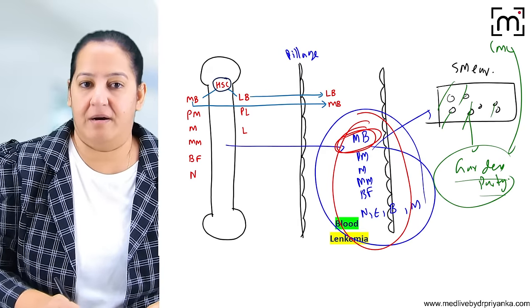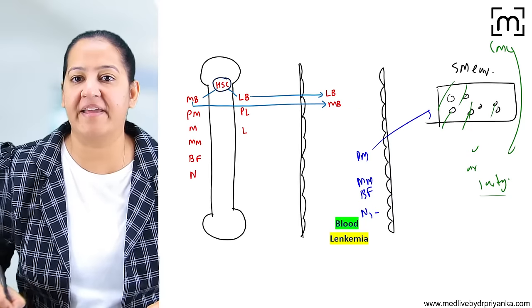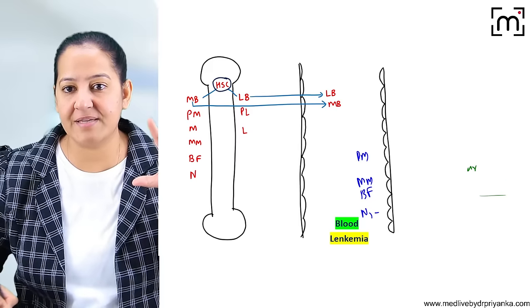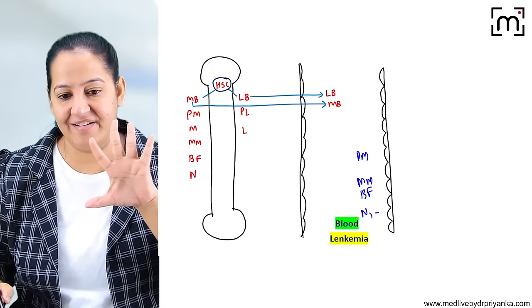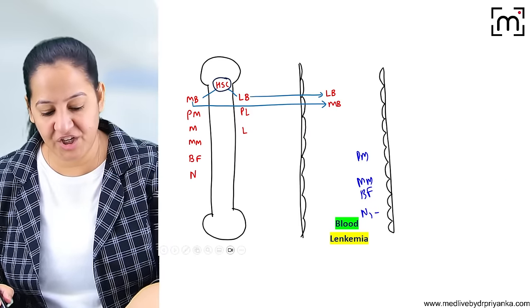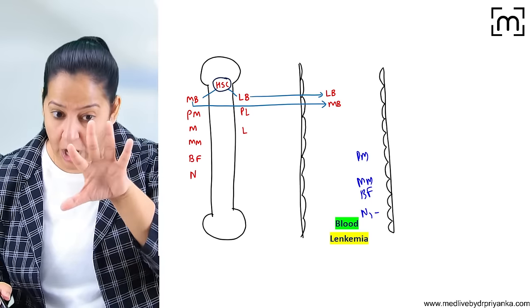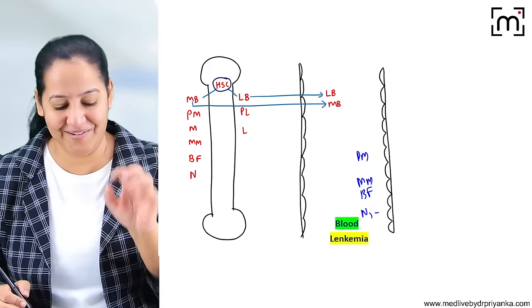CML is a leukemia. So CML is a blood cancer. The students who can understand this master diagram can understand everything. So start from the basics. If you have missed the initial part of this lecture, please go and first watch the initial lecture. First understand how the WBCs are formed. Got it? Then only you can understand this.